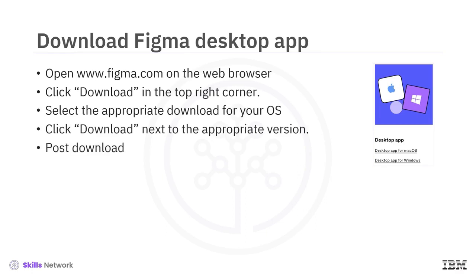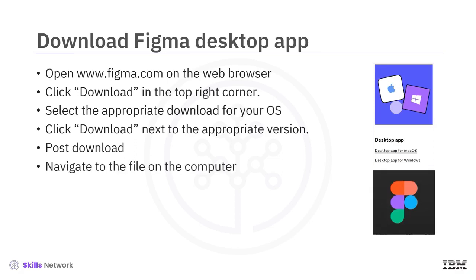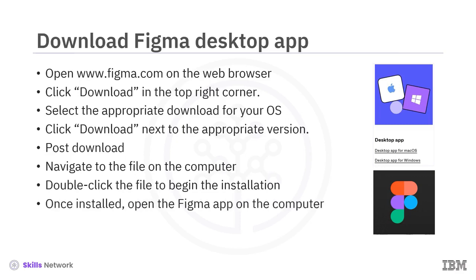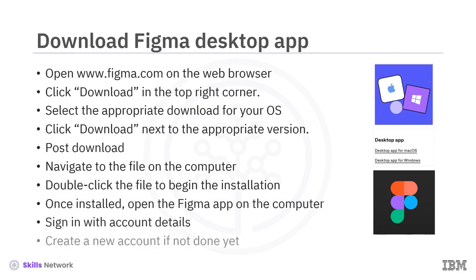Once the download is complete, navigate to the downloaded file on the computer. Double-click on the file to begin the installation process. Follow the prompts to complete the installation process. Once installation is complete, open the Figma app on the computer. Sign in with your Figma account details or create a new account if you have not done so already.